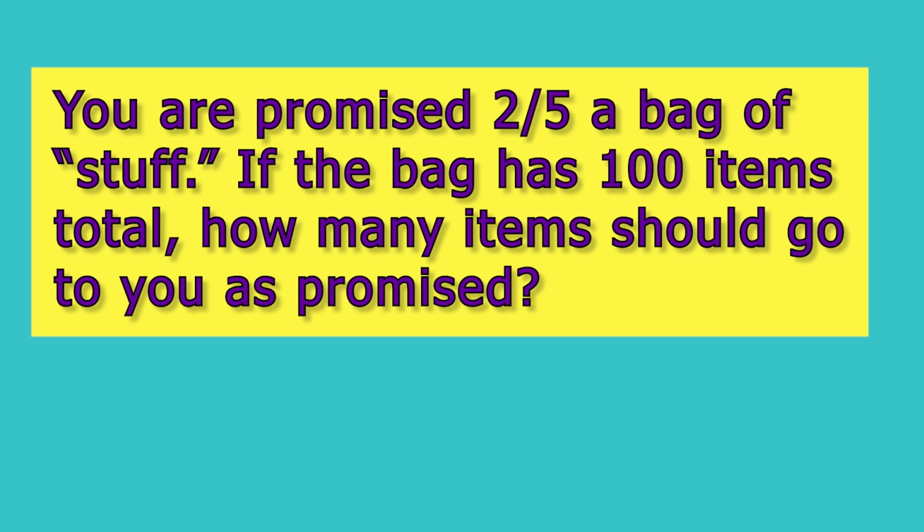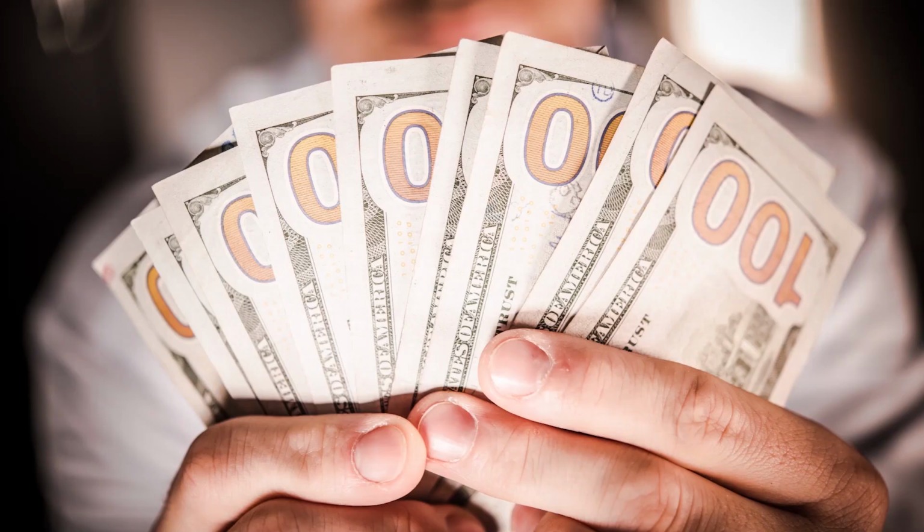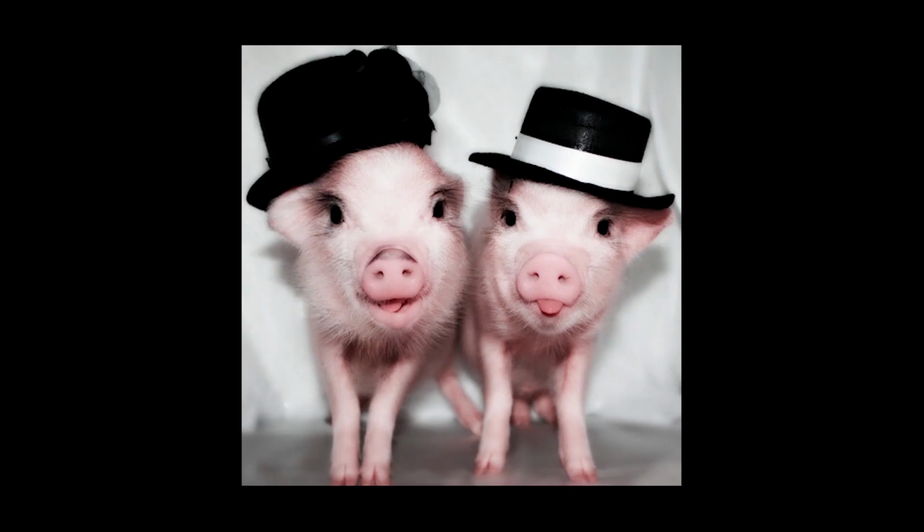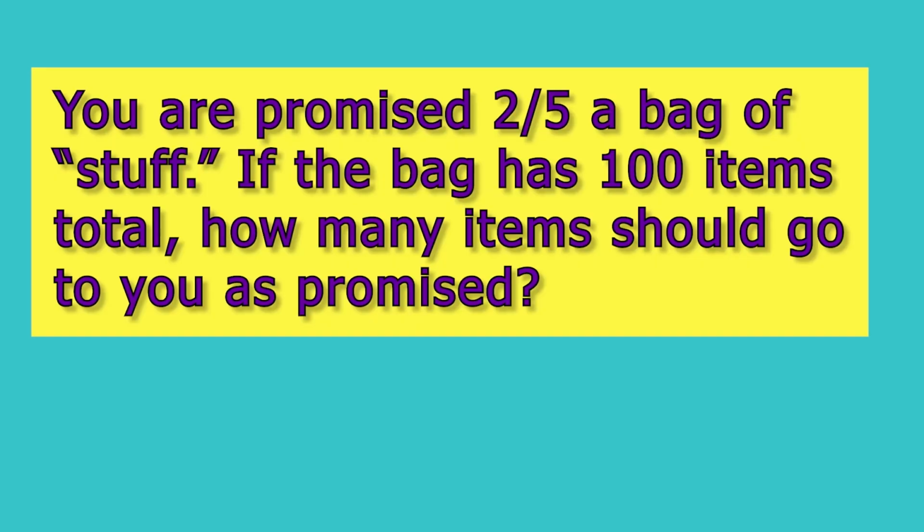Let's say you were promised 2/5 of a bag of stuff. Stuff, in this case, can be anything you want. They could be candy, $100 bills, diamonds, pigs wearing teacup hats, whatever you want. You decide. If the bag has 100 items total, how many items should go to you as promised? Where do we start first?